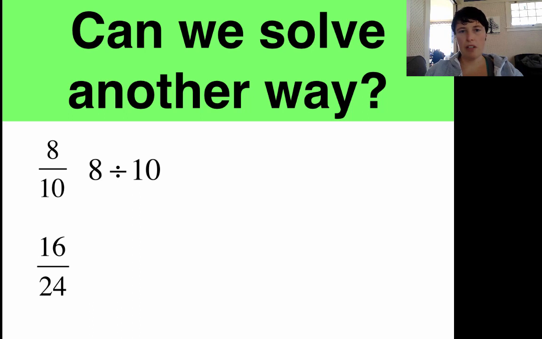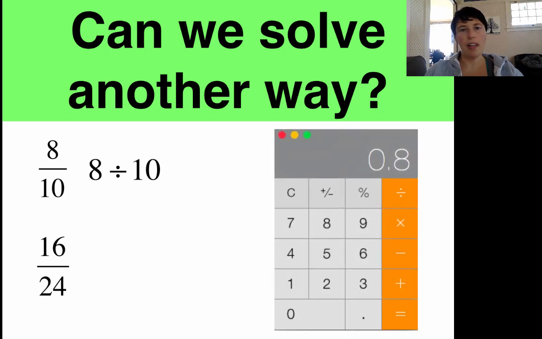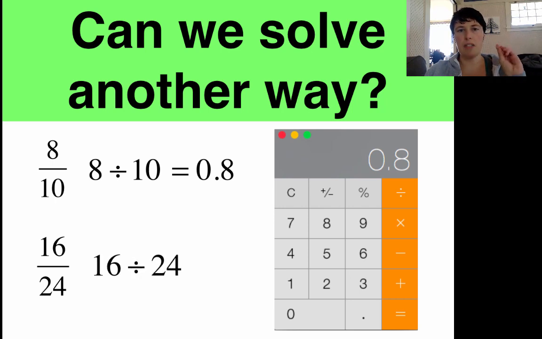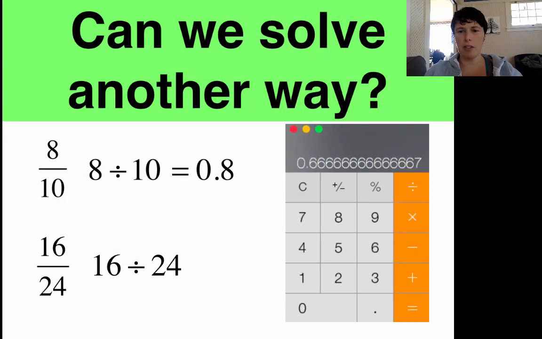We could grab a calculator and we could type in 8 divided by 10. We'd get 0.8 as our decimal. So I'm going to write that down. 0.8 is what my calculator gave me. That means I could do the same thing with 16/24. I could grab a calculator and type in 16 divided by 24. And what do I get on my calculator? I get this crazy decimal, 0.66666 repeated.